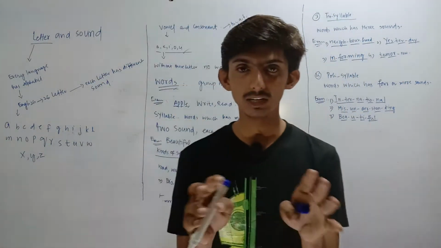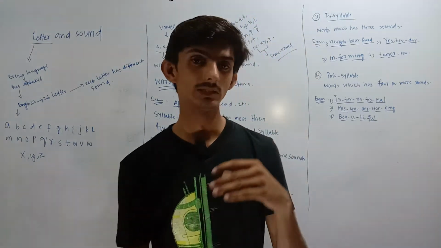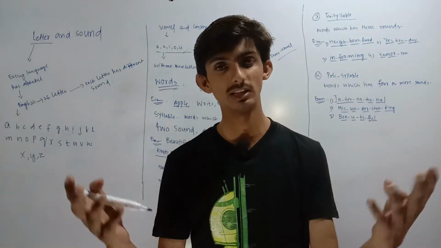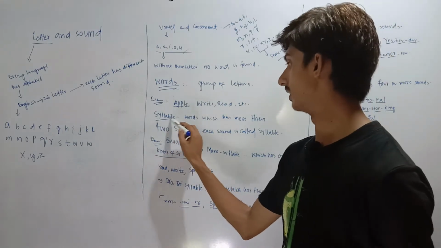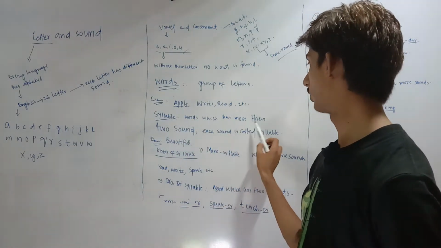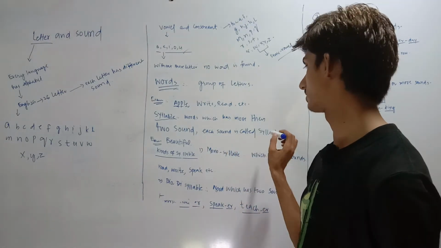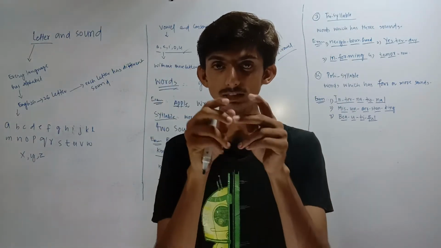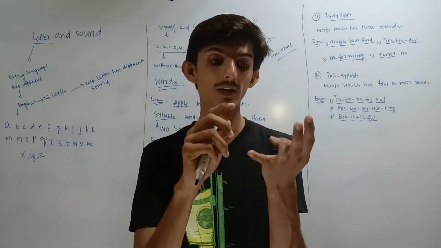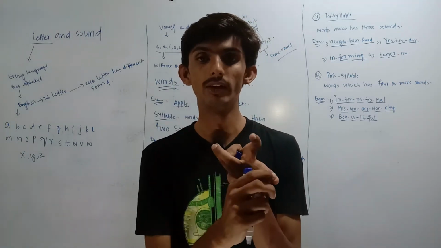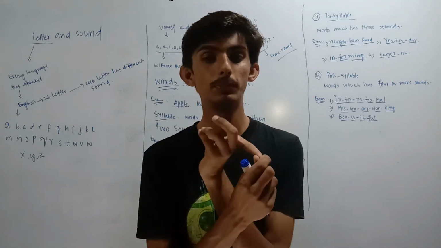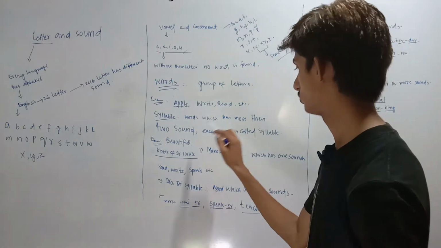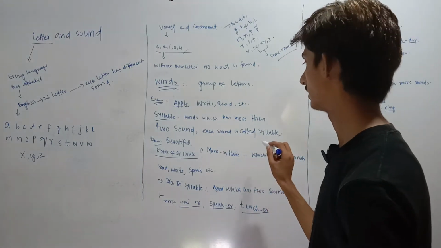Now I am going to move to what is a syllable. You know that a word has parts. Some words have one sound, some have 2 sounds, some have 3 sounds, some have many sounds. So what is a syllable? Each sound of a word is called a syllable. One sound is a monosyllable, bisyllable means 2 sounds, trisyllable means 3 sounds, and polysyllable means 4 or more sounds.